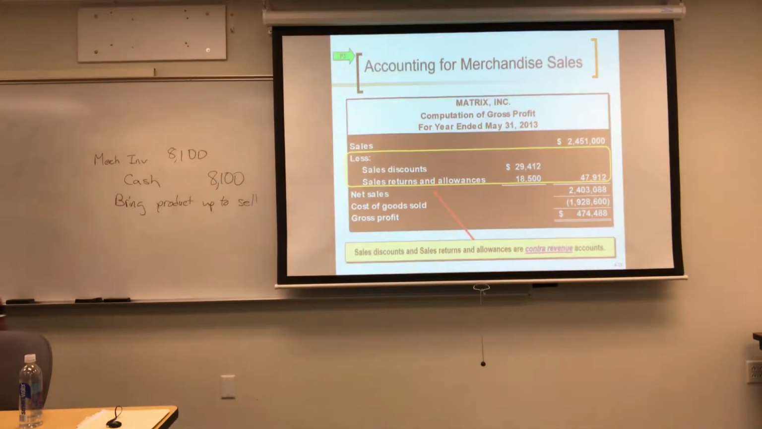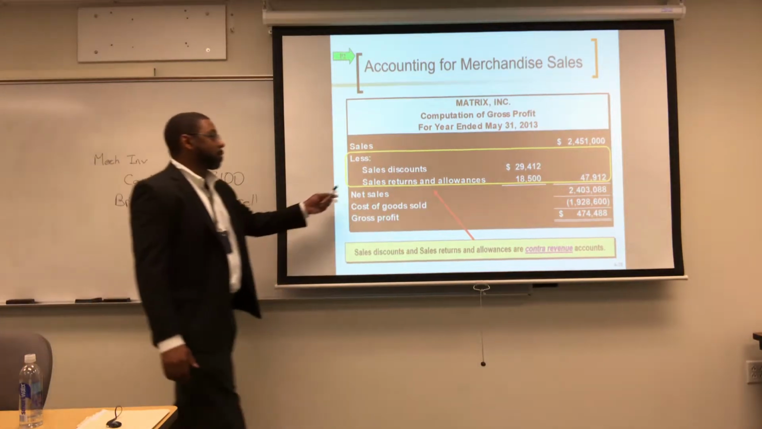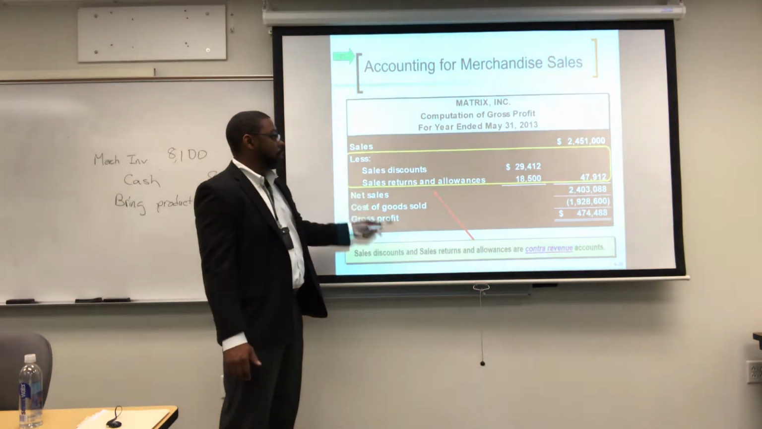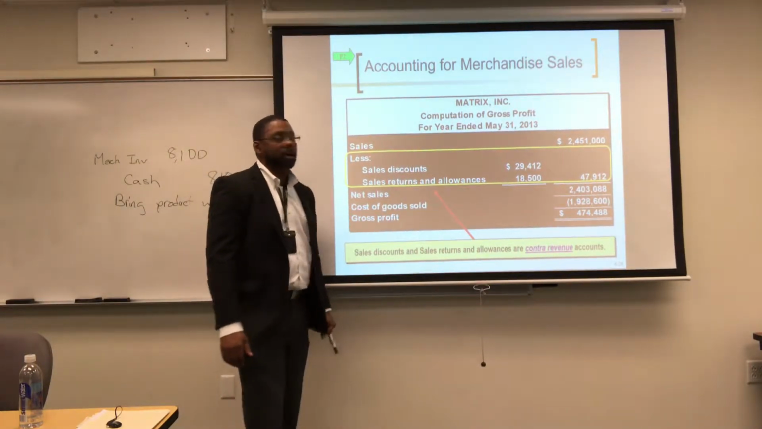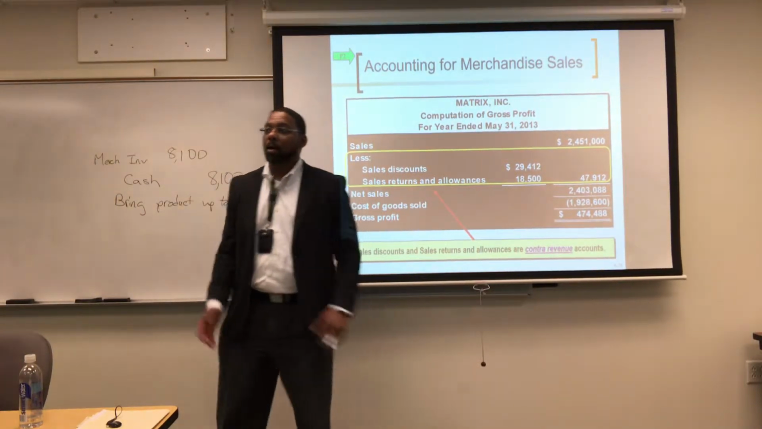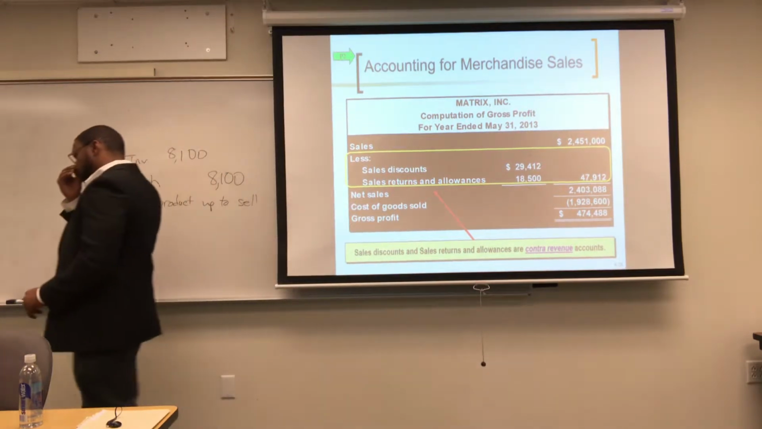Oh, we'll point this out. Sales discounts and sales returns and allowances are contra revenue accounts. They're in the revenue section of the income statement. However, they are contra to the revenue, right? We subtract them.